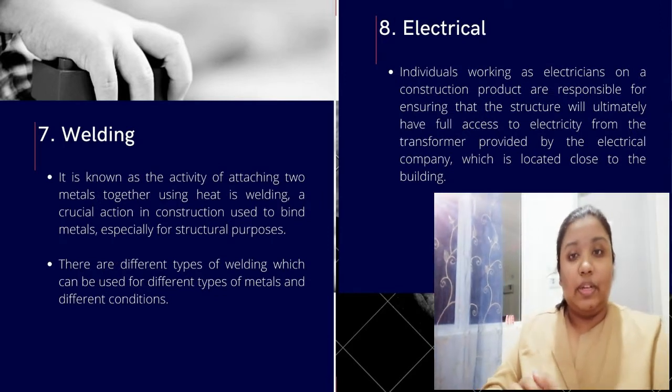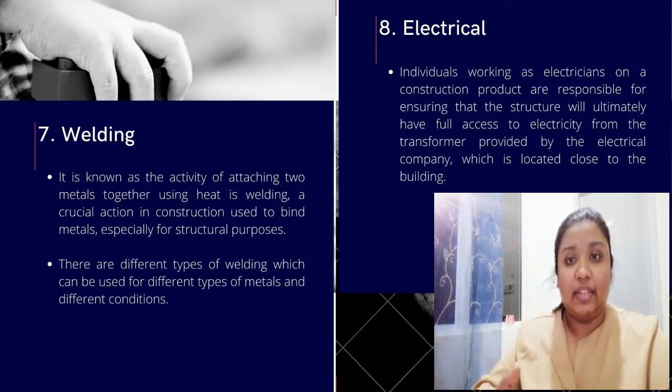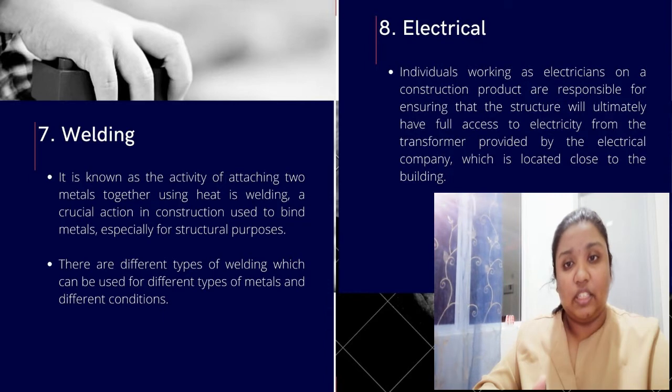So now the next one will be the welding and electrical. Before that, welding is known as the activity of attaching two metals together using heat. It is a crucial action in construction that is used to bind metals, especially for structural purposes. There are different types of welding which can be used for different types of metal and different conditions.